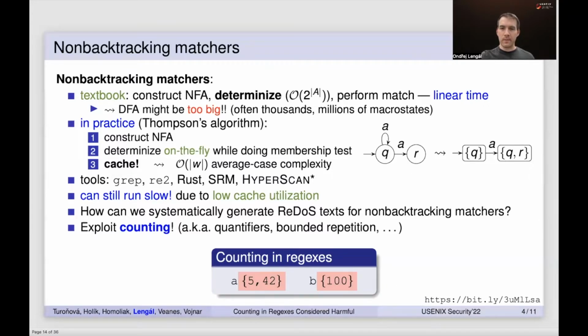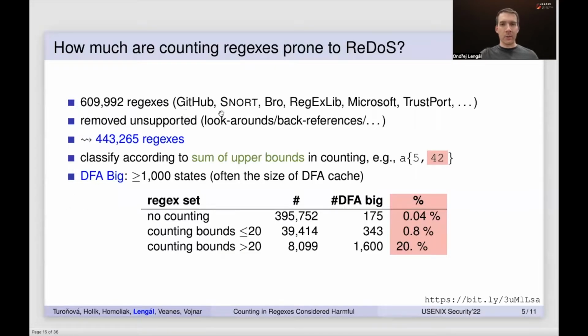We obtained a large dataset of regexes from GitHub, network intrusion detection systems, Snort and Bro, and from the industry. After removing regexes with unsupported features like lookarounds and back references, we were left with something like 450k regexes. Then we try to see how much the numbers occurring in the counting expressions in the regex, like here, affect the size of the DFA that is constructed for the regex. Then we want to see how many times the DFA is bigger than 1000 states. We use the threshold of 1000 states because often the size of the cache for the DFA is around 1000.